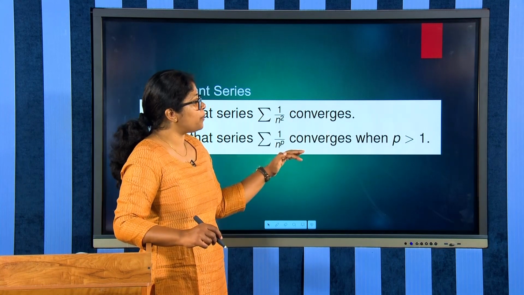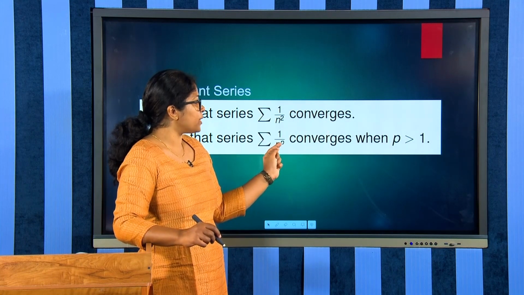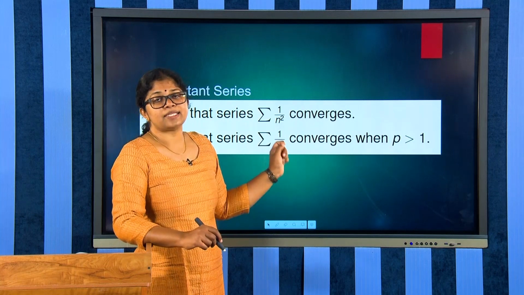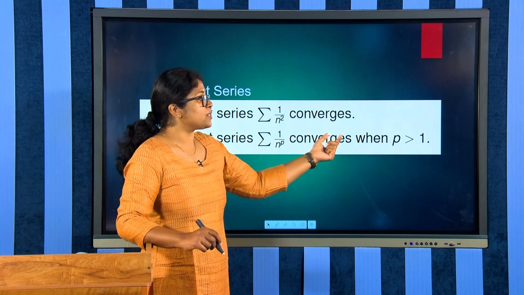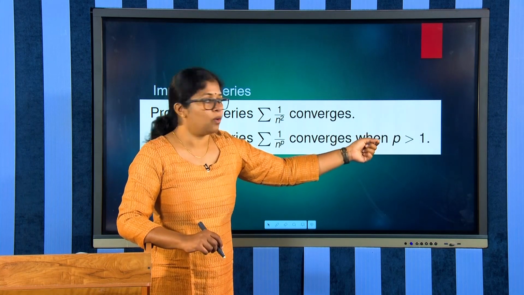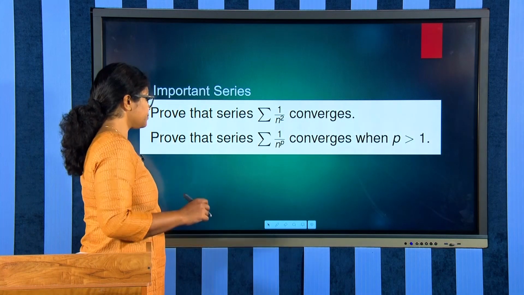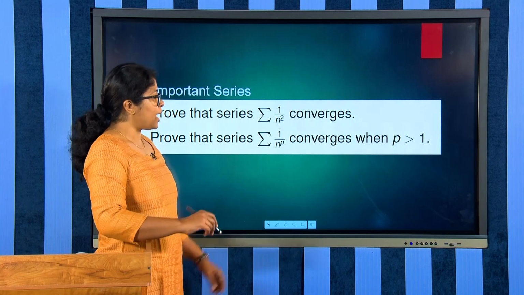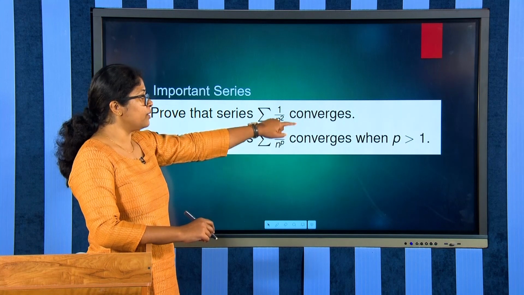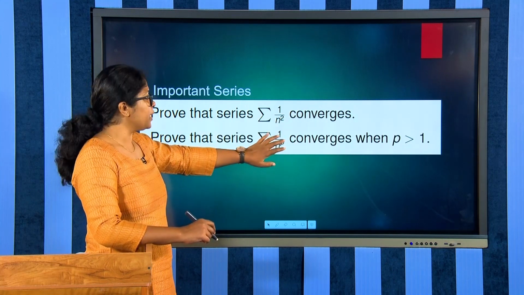A very similar proof can be applied to show that in general summation 1 upon n power p converges when p is greater than 1. Okay. So, that is the proof. I am not going into the proof of this part. A similar proof will give you this result.